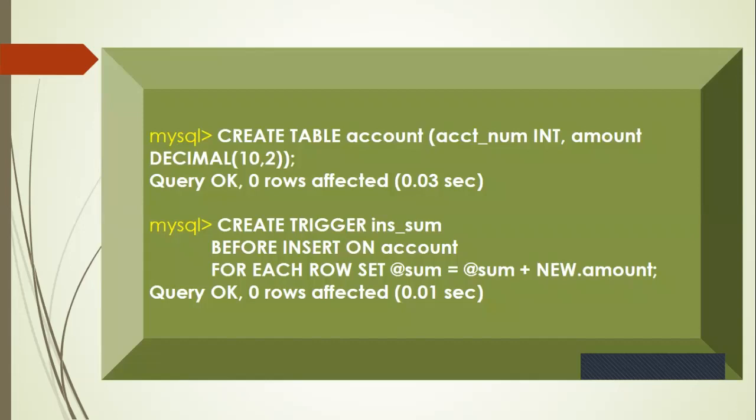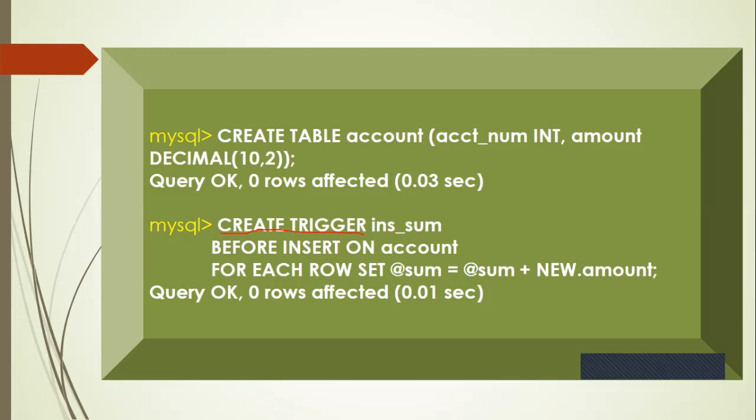Before creating a trigger, we create a table. First we are creating the account table, which has the attributes account number and amount. We have created the table. After that, we create a trigger for this table, and let us see how we write it.